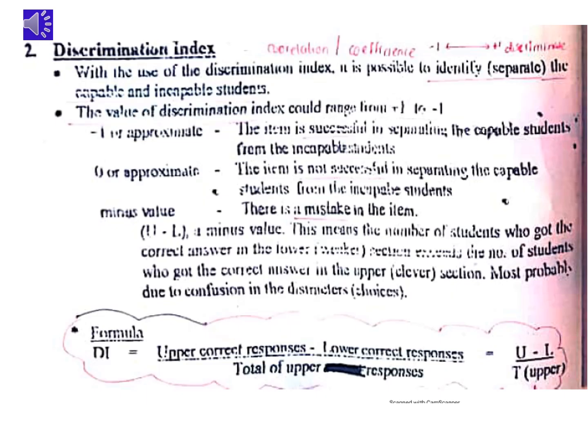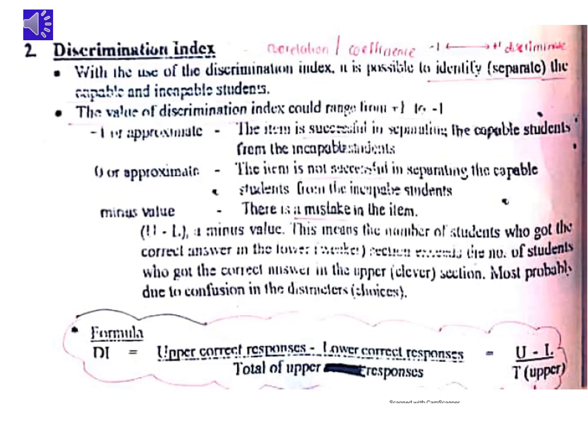+1 or approximate, not minus. +1 or approximate means closer to +1, 0.9, 0.8, like that. The item is successful in separating the capable students from the incapable students. That's the way you interpret it. For example, if you get the discrimination index as 0.9, that means 90%. So you can say the item is 90% successful in separating the capable students from the incapable students.